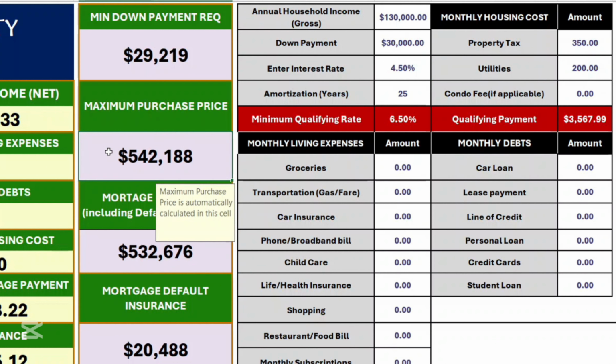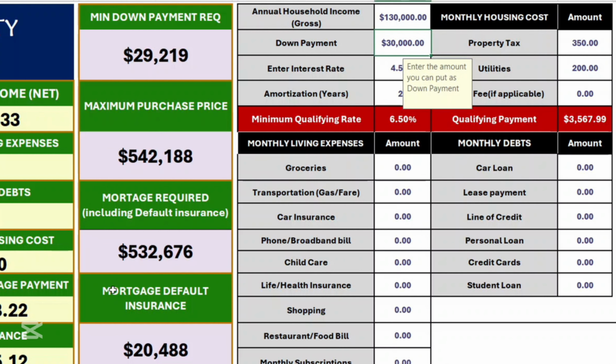That is $542,188. Since we are putting a minimum down payment, that is $30,000 to buy this home, the mortgage default insurance that you have to pay is $20,488. So what happens is this mortgage insurance premium gets added to the mortgage required. So together, the mortgage amount you need from a lender to get approved is $532,676. I can show you with another example by taking some higher household income, assuming the household income is $250,000.